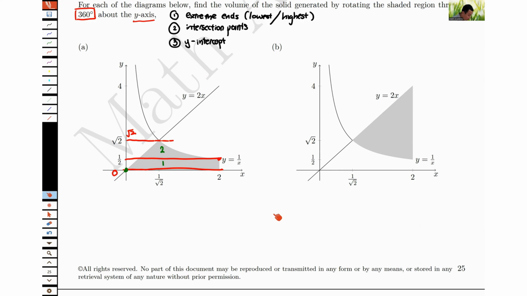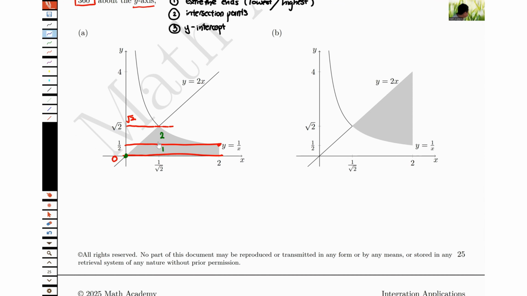Why are we splitting it into two regions? Let's say we are looking at region 1. There is this gap here. Region 2, there's also this gap towards the y-axis. We are rotating on the y-axis, so if there's a gap appearing, we will identify that there is an outer curve. This is the outer curve for region 1. It's further from the axis compared to, let me mark out in green, this line. Region 1, this is the further curve. This is the nearer curve.